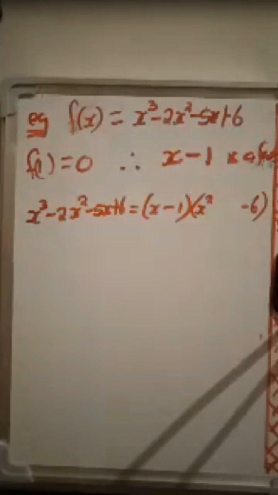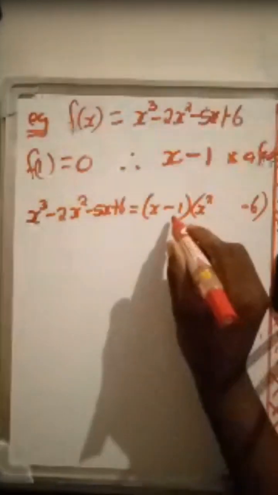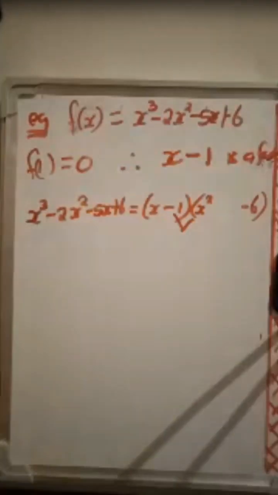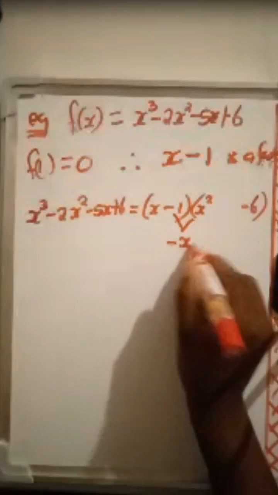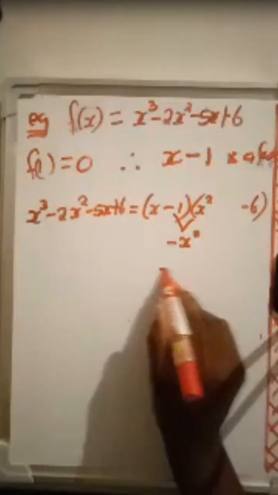How do we get the second term? That's the thing. In order to get the second term, this is simple. Multiply this one by that one. If you multiply negative 1 times x squared, you're going to get negative x squared. Then leave a space and put a bar like that.